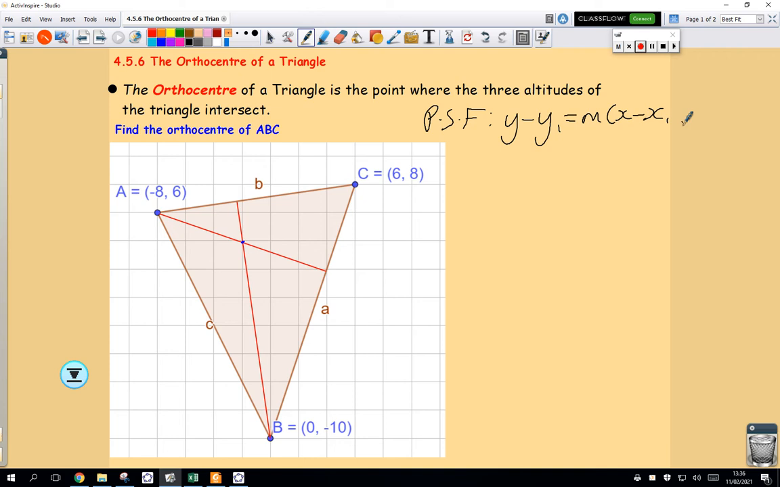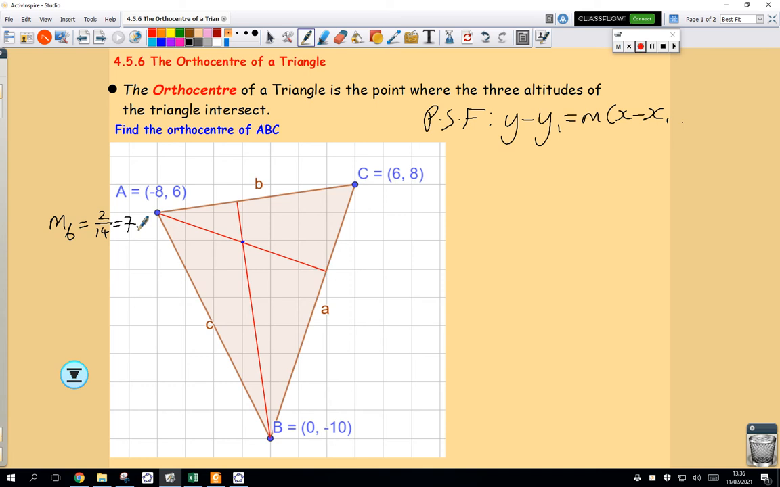A couple of things to note. If I look at the slope of line segment little b, with endpoints at A and C, rise over run, change in y over change in x. The change in y from 6 to 8 is an increase of 2. The change in x from negative 8 to 6, well, that's an increase of 14. That has a slope of 7. So side little b has a slope of 7.